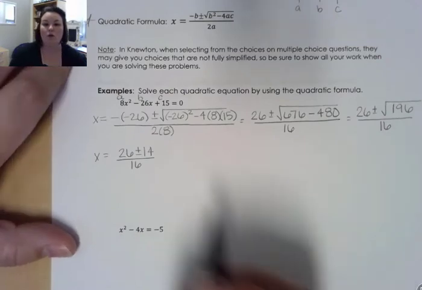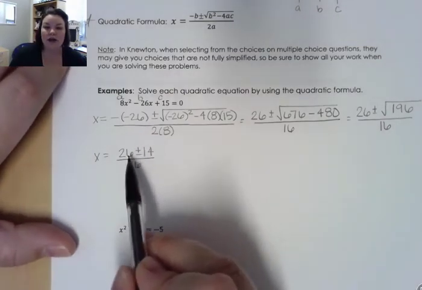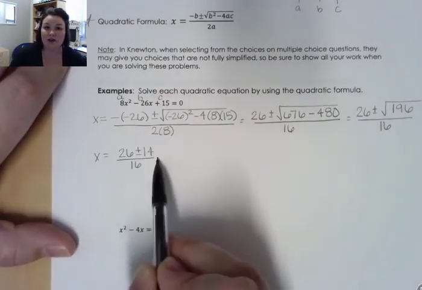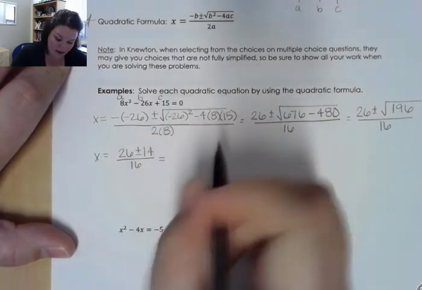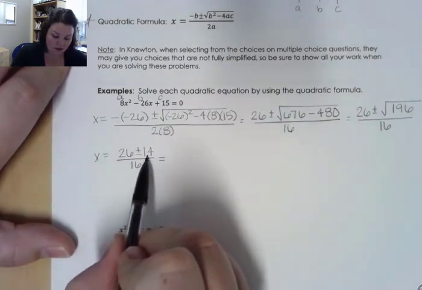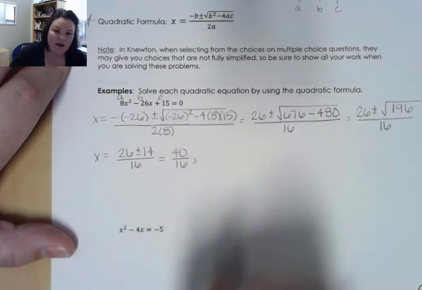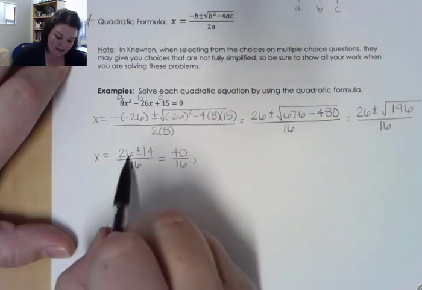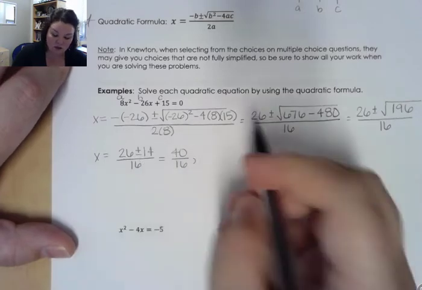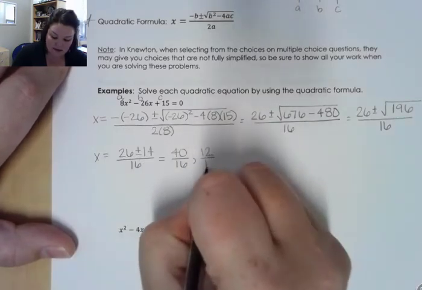And then I want to go ahead and work out these two answers on top. Because these are like terms, I can go ahead and simplify. So 26 plus 14 gives me 40 over 16. And then my other answer is going to be 26 minus 14, which gives me 12 over 16.